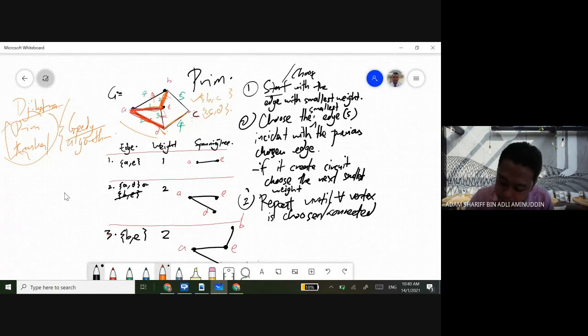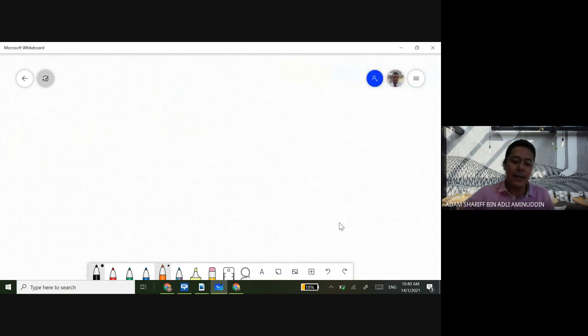4, 1, 2, 3, 2, 4, 5, A, B, C, E, D. Okay. Ni saya clear dulu. Kita akan juga gunakan contoh yang sama tapi kira ini kita guna logik yang lain eh.